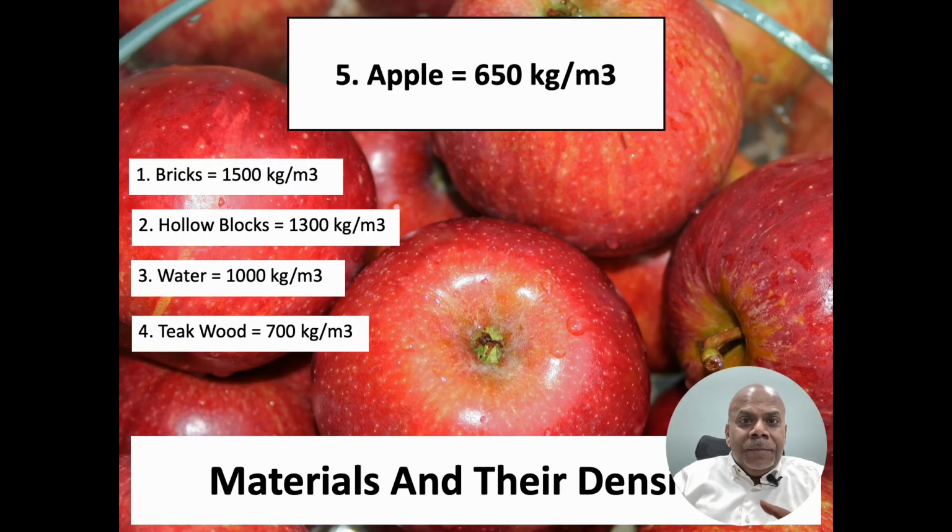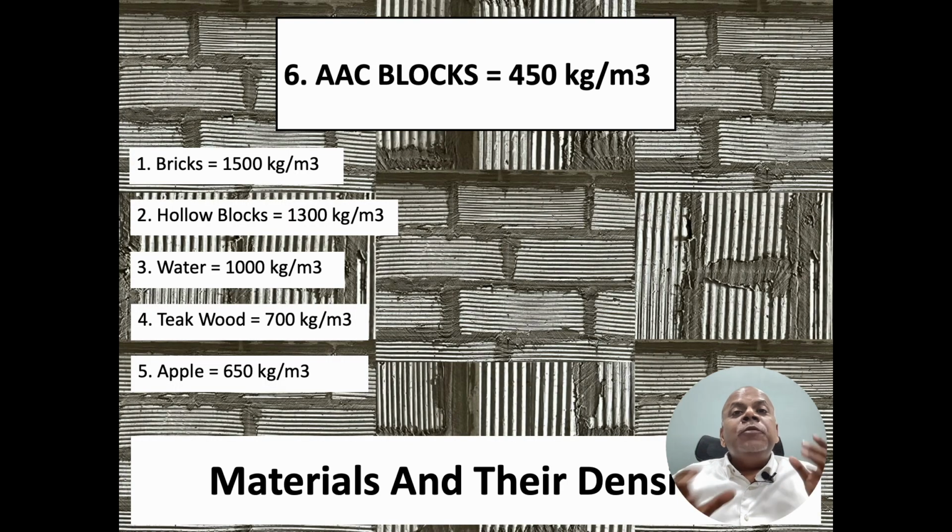Then we come to apple. I am not talking about your mobile, I am talking about the apples which we eat, and the density is even lighter than wood. It is 650 kg per meter cube. As we go ahead, we come to AAC blocks now. So the density of AAC blocks in India, you can make blocks as low as 450 kg per meter cube.